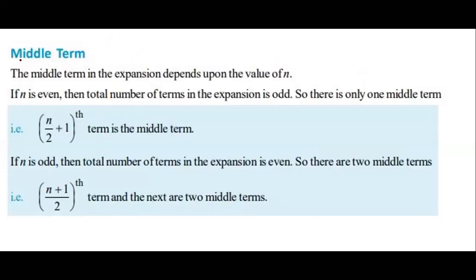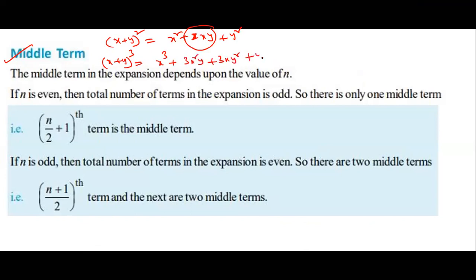Middle term. Dear student, suppose (x + y) whole square. In this expansion, what is the middle term, anyone? 2xy. (x + y) whole cube, what is the answer? Why? What is the difference? So depending on the power n, if n is even, there is only one middle term. If n is odd, there are 2 middle terms. You have to consider.